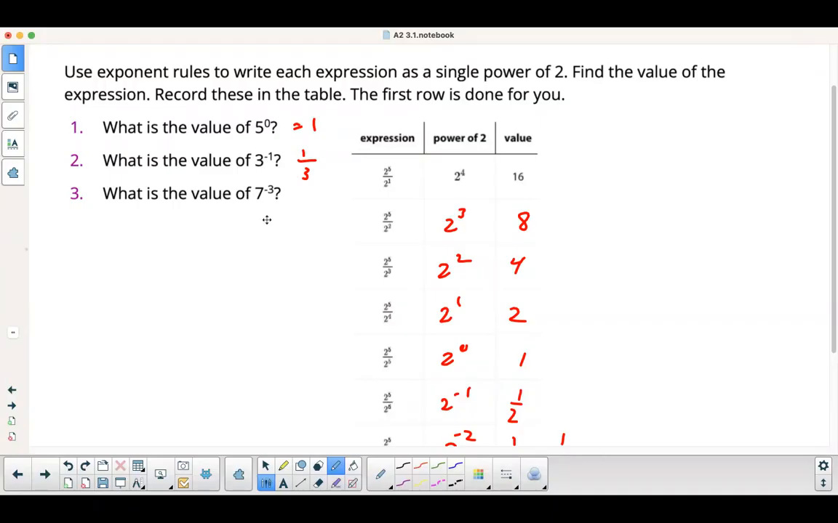And then here, another negative exponent, so it's going to be 1 over 7 cubed. You could leave it like that, or you could actually just take your calculator and say 7 cubed is 343. Okay, so there you go.